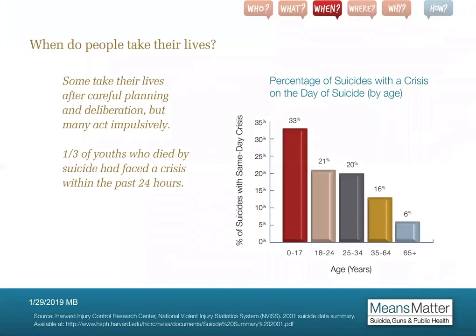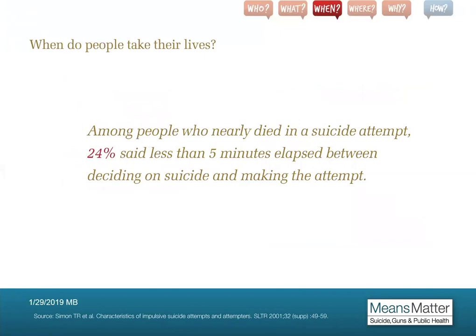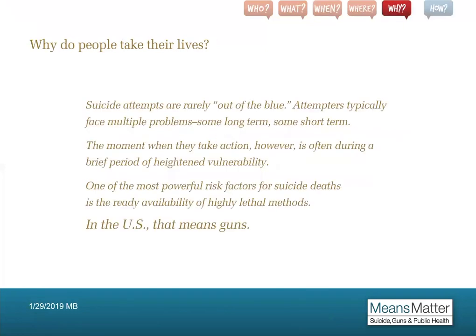In looking at the research, most suicides are impulsive. That's why if you have a kid who's planning suicide, that's a big red flag, because that's more rare than impulsive. One-third of youths who died by suicide had faced a crisis within the past 24 hours. So these things often happen quickly after a crisis, and again, if they get through that time safely, they may not want to attempt suicide anymore. Among people who nearly died by suicide, 24% said less than 5 minutes elapsed between deciding on suicide and making the attempt. So sometimes it's very impulsive, which again is why we try to remove lethal means, particularly guns.